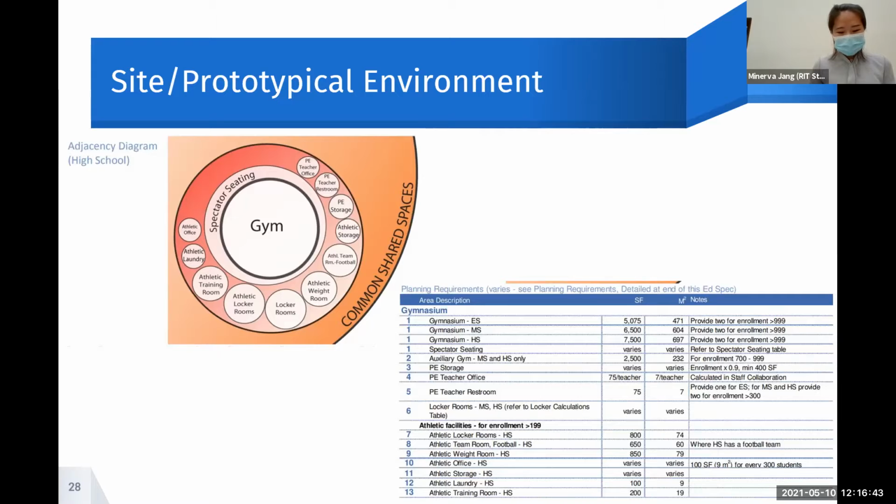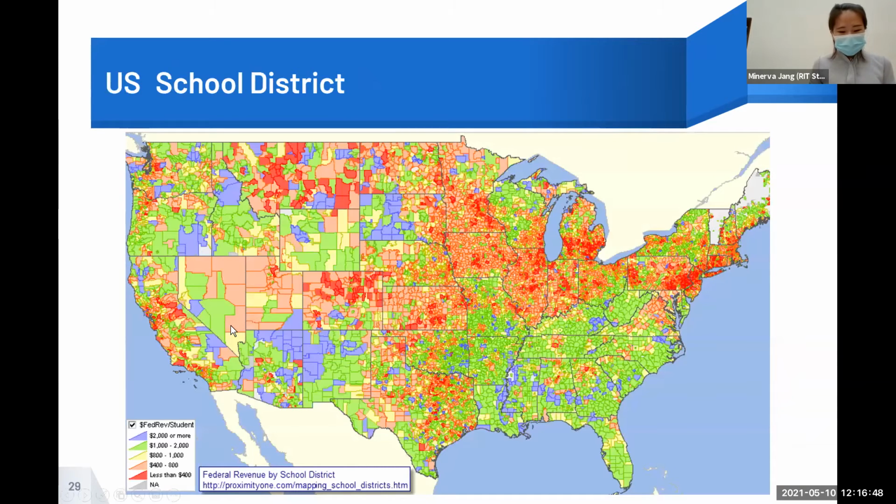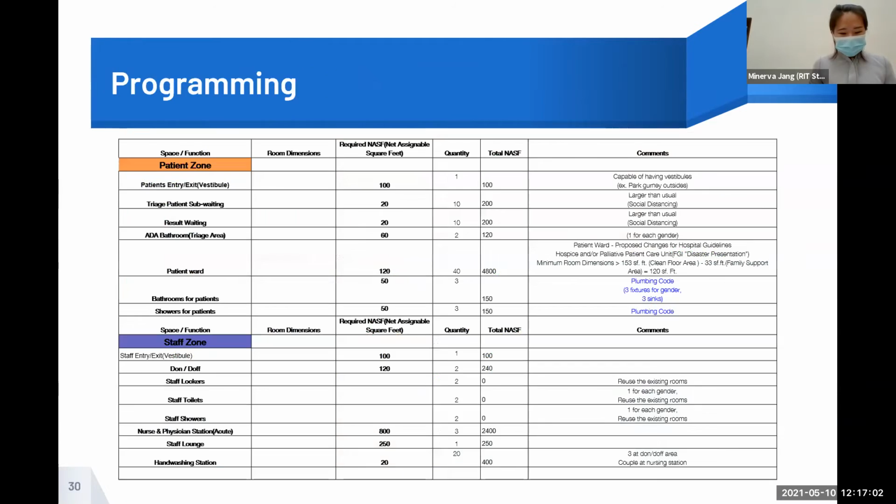Alternate care sites can be easily adapted into each school. This map shows how U.S. school districts are distributed throughout the whole nation. It also shows that alternate care sites in high schools can be very uniformly distributed in towns and communities throughout the state to support each community.